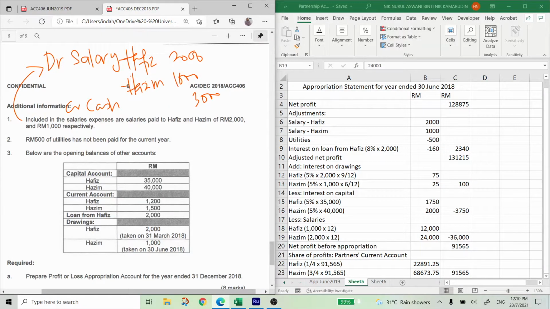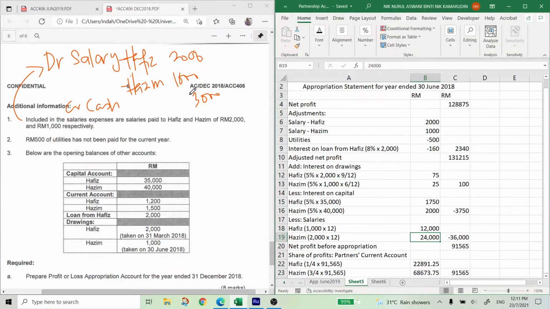And then the unpaid amount: they are entitled to receive, Hafiz 12,000. So far Hafiz only received 2,000. Hazim is entitled to receive 24,000, but so far Hazim only received 1,000. Meaning that there is an accrued salary to Hafiz and Hazim.